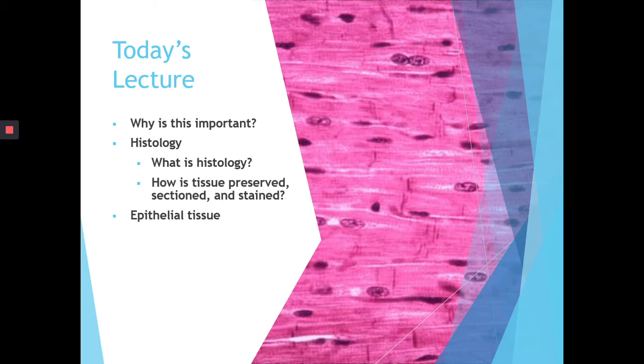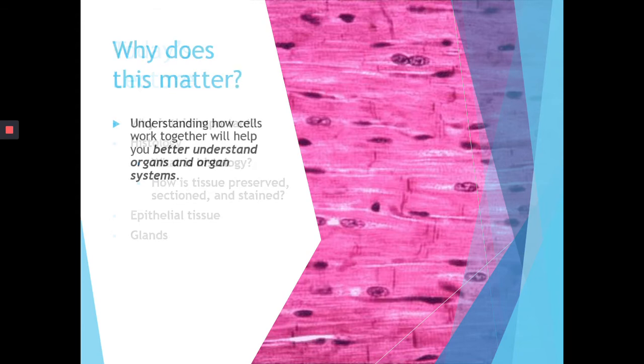We're going to talk about epithelial tissue, and we're going to discuss epithelial tissue from how it's classified and some of its key structural components. We'll also talk about glands, which fall under epithelial tissue but specifically are about secreting substances inside the body, or sometimes pushing those substances outside of the body, depending on which type of gland they are. So when we talk about why this matters, we want to understand cells because this helps us understand organs and organ systems.